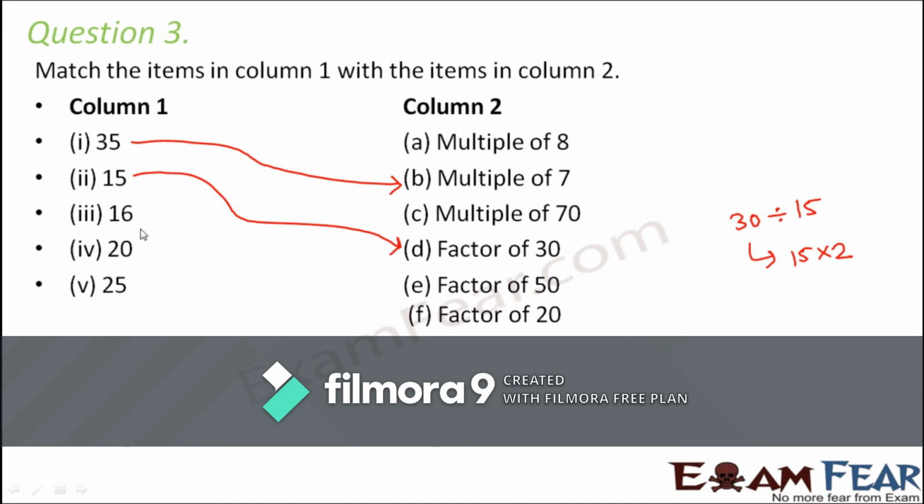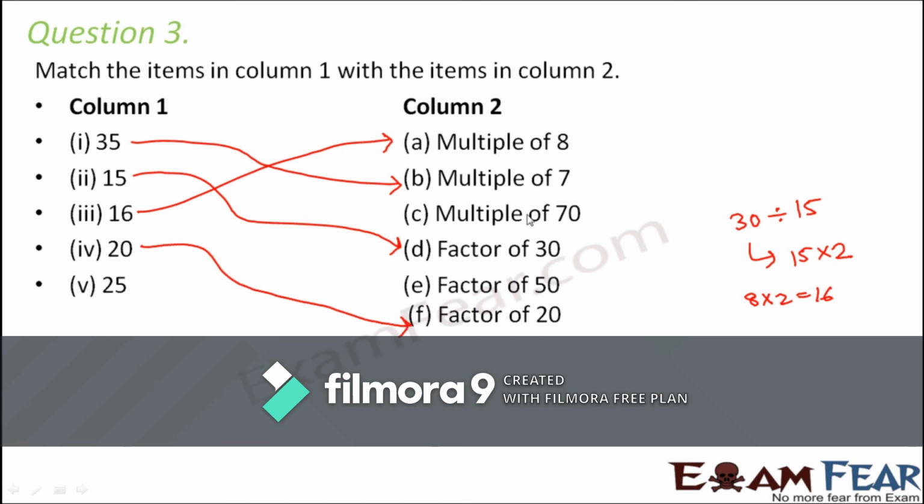16. The 16 is a multiple of 8. Why? Because 8 into 2 is equal to 16. So therefore 16 is a multiple of 8. 20. So 20 is a multiple of 70. That is not possible, because a multiple of 70 has to be greater than or equal to 70. 20 is a factor of 50. That is also not true, because if you divide 50 by 20, the remainder is not 0. A factor of 20, yes, because every number is a factor of itself.